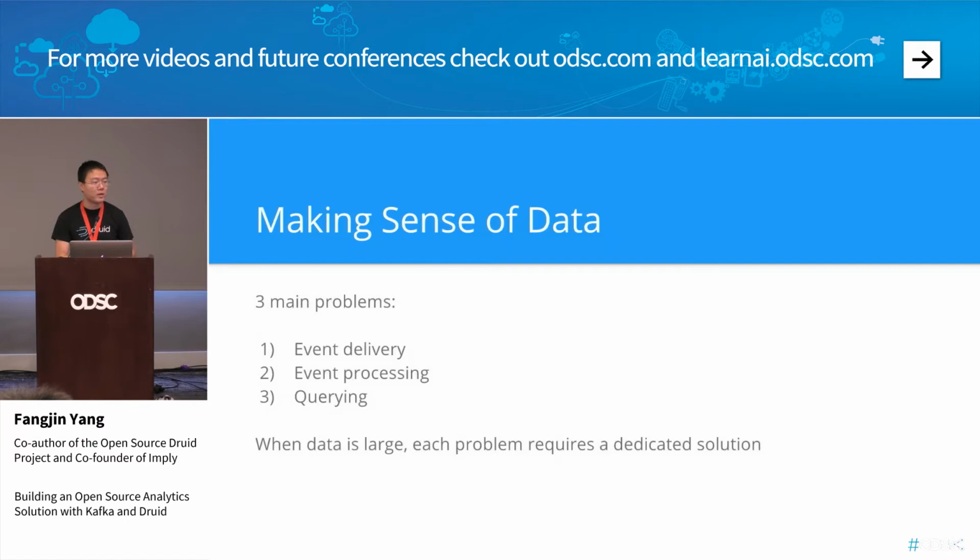The second problem is around event processing. A lot of data, when it's generated in its raw form, might not be that useful. There's a lot of enrichment that we want to do to it. Maybe there's more complex ETL that we're going to apply to the data. And when we're working with a large stream of data, there's a class of systems that are basically dedicated to event processing.